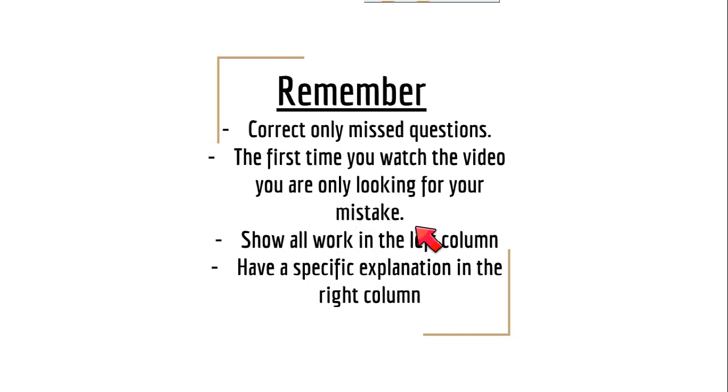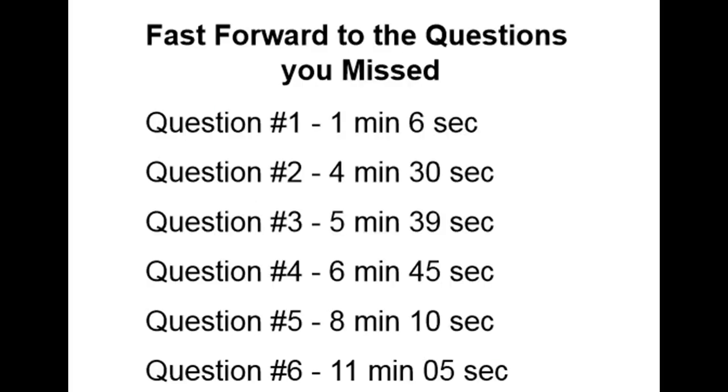Third, you're going to show all work on your left column, and then on the right column, you're going to have your specific explanation. So if your explanation is, oh, I got it wrong, or I didn't multiply, that's not going to work. It has to be specific. So what did you not multiply? What did you get wrong? So please be specific as you go through it.